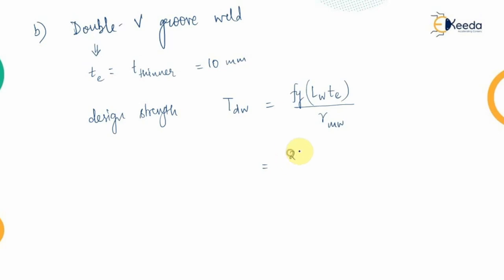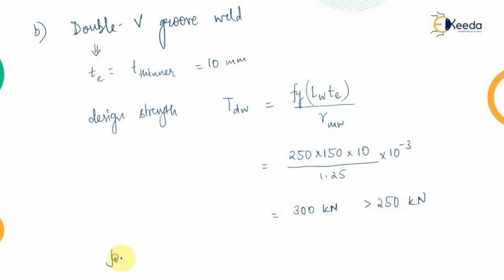Now if we place all the values, that is 250 is the yield stress, 150 is the effective length, and the throat thickness is now increased up to 10 millimeter, divided by 1.25, and this value is to be multiplied by 10⁻³ so as to obtain the values directly in kilonewton. Now from here, if we calculate these values, that comes out to be 300 kilonewton, which is greater than 250 kilonewton. That means the joint provided is safe in carrying out or transferring the load of 250 kN.